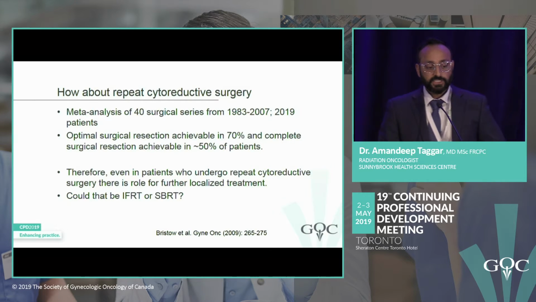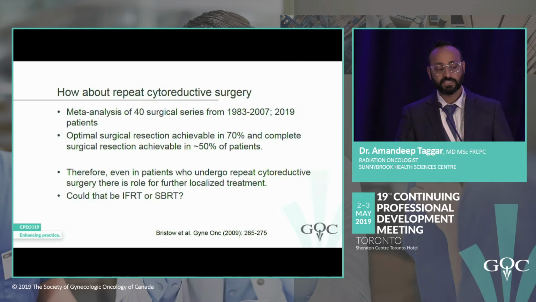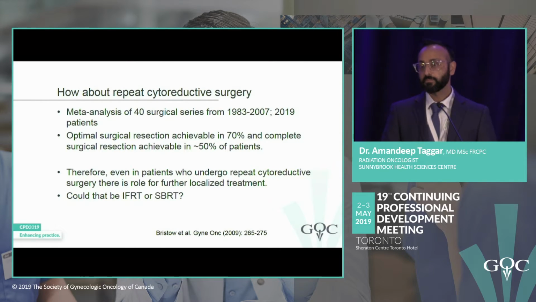So this is just a summary slide for cytoreductive surgery, because we often talk with our surgical colleagues, and we know that second cytoreductive surgery is important for these patients who recur. There are no randomized trials, so this meta-analysis serves that purpose. They pooled together 40 surgical series, about 2,000 patients, and they found that in all those series, optimal surgery was only achievable in 70% of patients, and complete surgical resection was only possible in about 50% of patients. So even in patients who do undergo cytoreductive surgery, there's a role for further localized treatment, and that localized treatment is potentially radiation therapy.